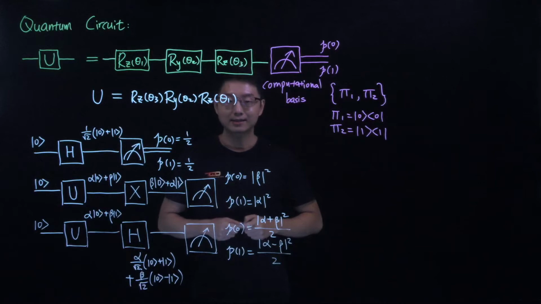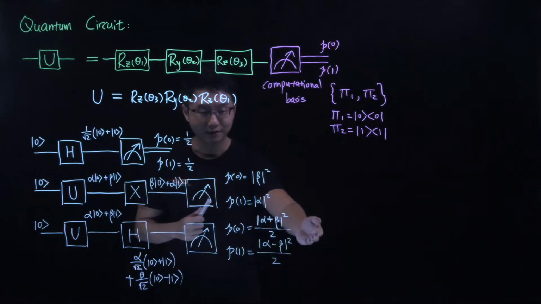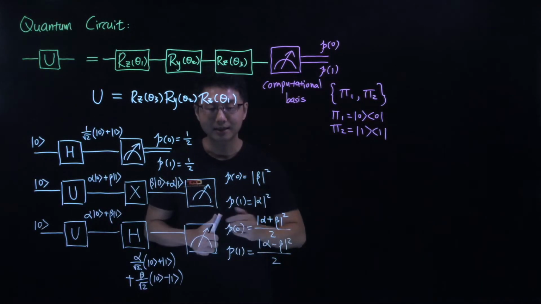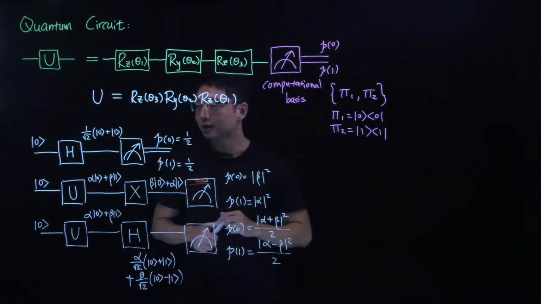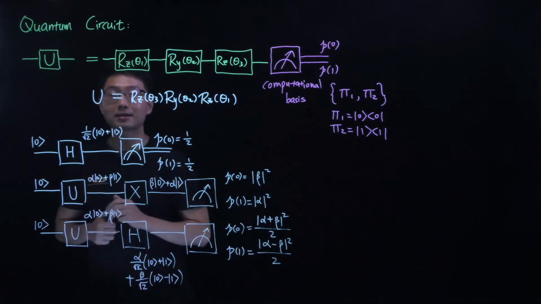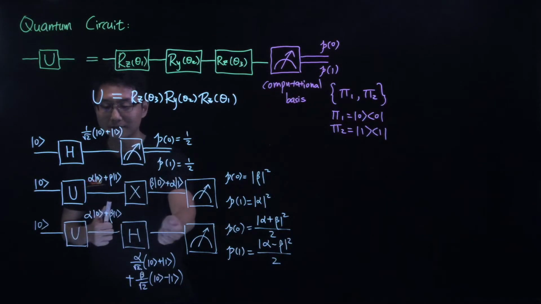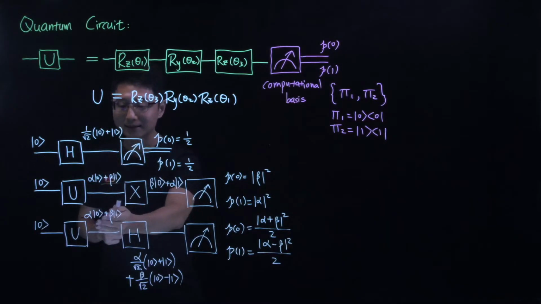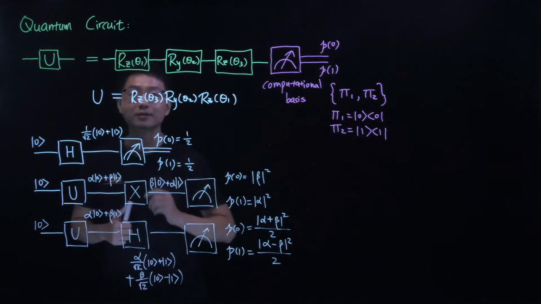As a homework exercise, you should check and convince yourself that indeed these two probabilities add up to 1, as they should, because we started with a normalized state. After going through unitaries, the state should remain normalized as it goes through this quantum circuit.